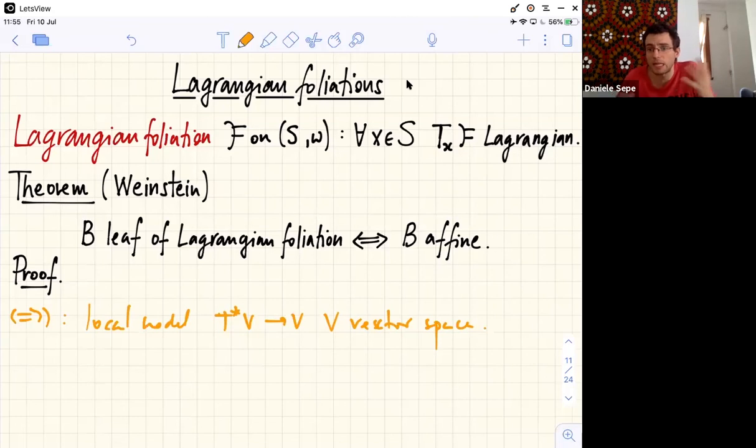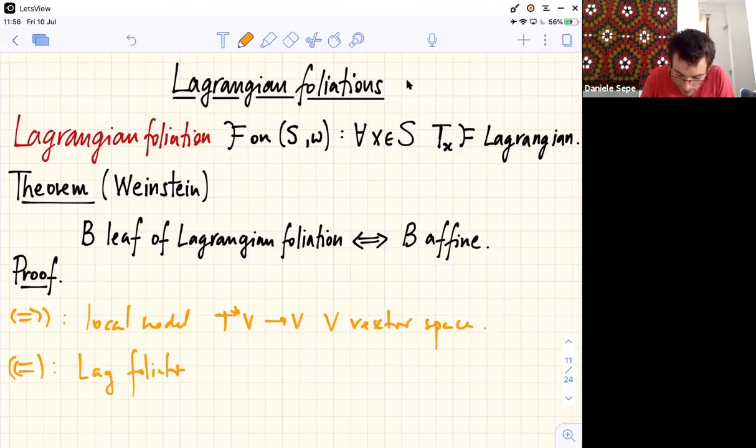So this is the proof. I mean, there are details, but this is the proof. The other direction, so there is a Lagrangian foliation, I'll call it F0, on the cotangent bundle to Rn, sorry.